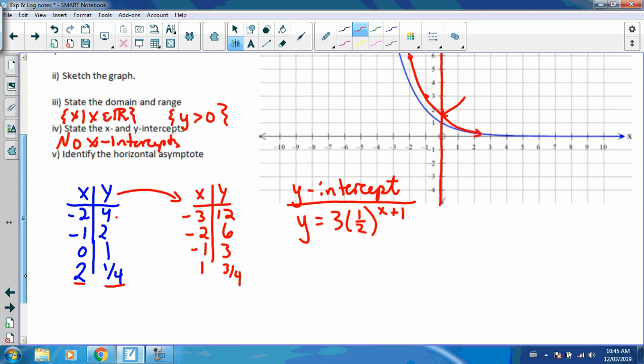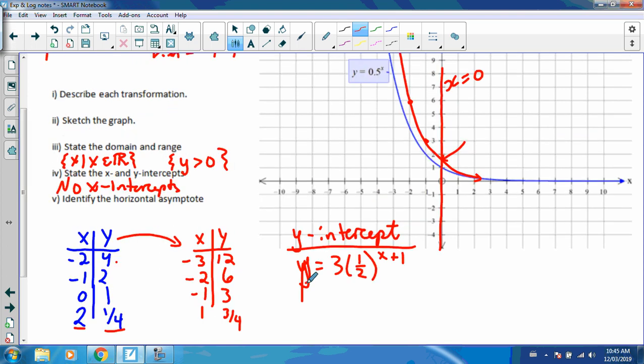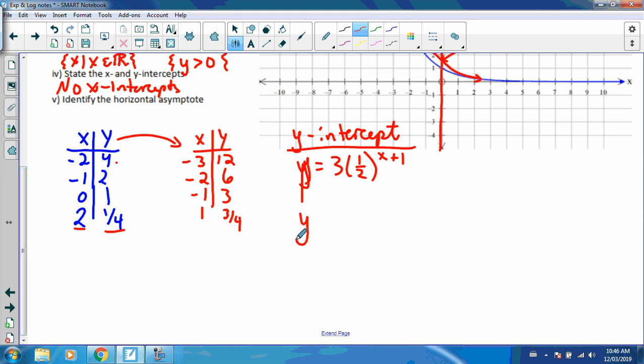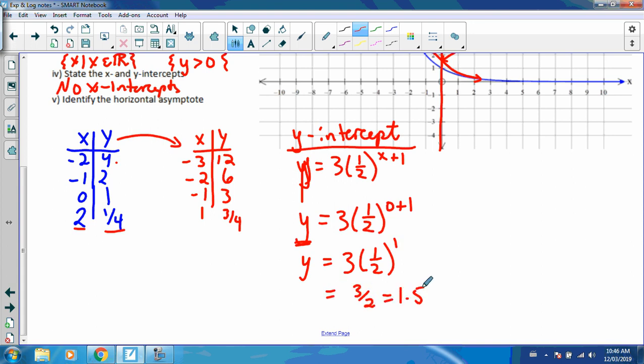So in my equation, I'm going to replace x with 0. And then I'm going to calculate what y is. So y is 3 times 1/2 to the power 1, which is simply 3/2, or 1.5. So my y-intercept is at x is 0, y is 3/2. And that was that point right here.